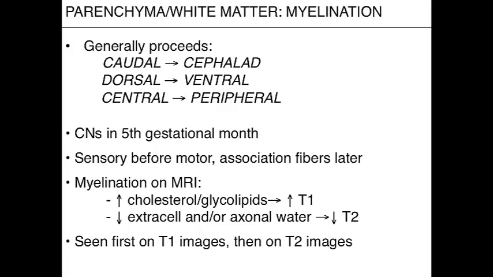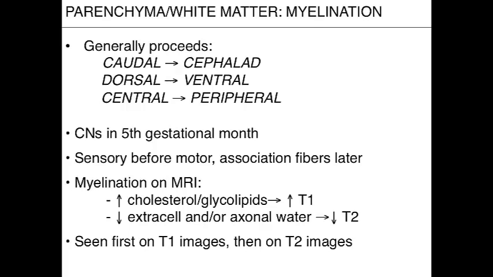Now, we can also look at the signal intensity of the developing parenchyma with our T1 and T2 weighted images, and in general, especially with MR imaging, we are sensitive to changes from myelination. Myelination in general proceeds from a caudal to a cranial direction, dorsal to ventral, and central to peripheral. So these are good general rules to remember. Myelination does begin before term, begins earliest in the cranial nerves and in the spinal cord.